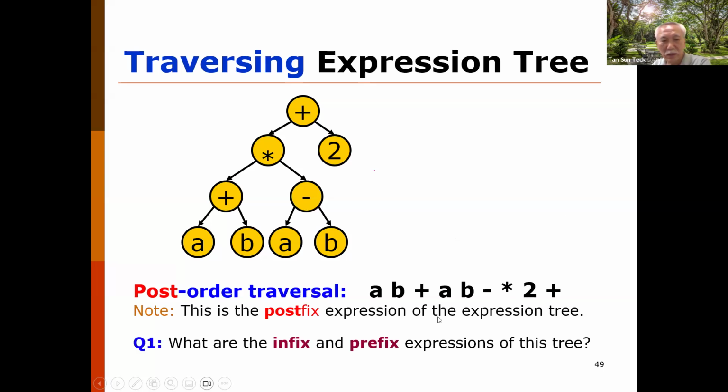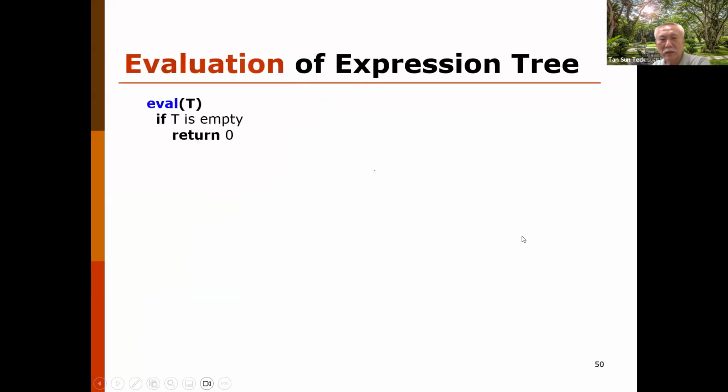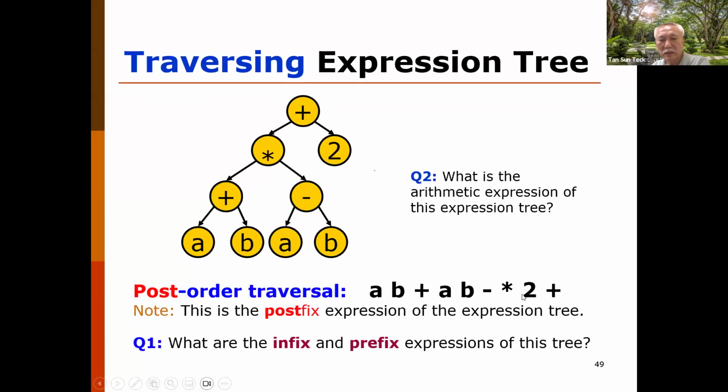All right, so what are the infix and prefix expressions of the tree? Prefix means the plus is in front, followed by multiply, followed by plus, and so on. So this is prefix. If it is infix, you are going to have this one on the left-hand side and this one on the right-hand side of the plus. So what is the arithmetic expression of this expression tree? You should get this answer. That is post order.